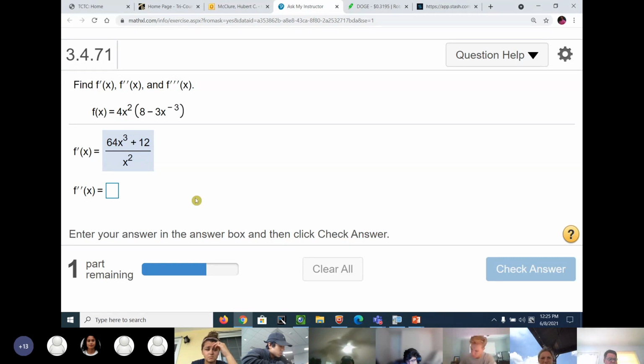So let's write this one down. This one says f of x is equal to 4x squared times negative 3x to the negative third plus 8.